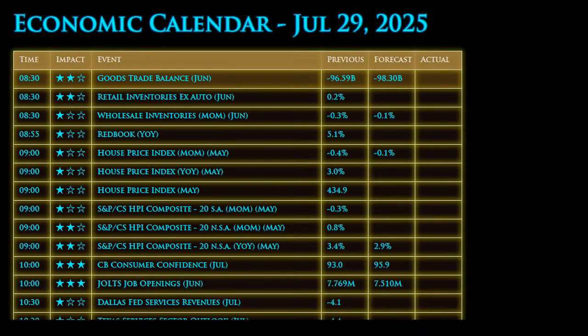The Goods Trade Balance Report measures the difference between a country's exports and imports of goods. A negative balance indicates that imports exceed exports, which can be a sign of robust domestic demand or declining competitiveness in global markets. This report can provide insights into the health of the manufacturing sector and its influence on GDP growth. A larger deficit than expected may signal economic weakness, while a smaller deficit could imply improvements in trade performance, impacting currency and stock market expectations.